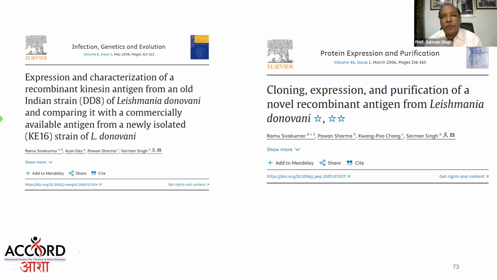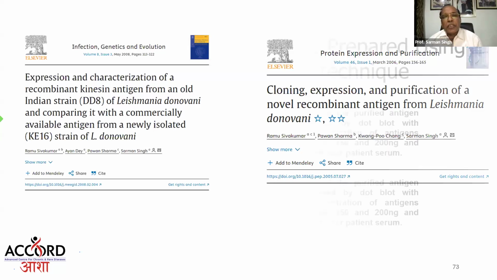KE16 is from a Kala-azar camp. I used to go for the Kala-azar camps in Bihar. So K stands for the Kala-azar camp, E is my A, B, C, D, E, so this was my 5th camp in Bihar, and 16 is the patient's number. So this is a registered number. So KE16, I gave this antigen the name KE16.